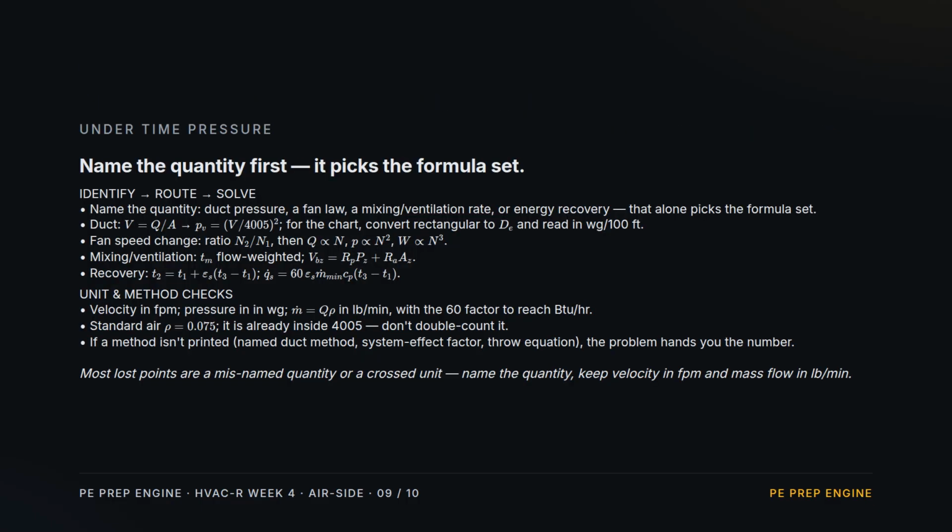The method and the clock. Before you compute, name the quantity, duct pressure, a fan law, a mixing or ventilation rate, or energy recovery, because that alone picks your formula set. For a duct, velocity then velocity pressure, and convert to the equivalent diameter to read the chart. For a fan, take the speed ratio, then flow, pressure, and power by the first, second, and third power. For mixing and ventilation, a flow-weighted temperature, and the per person plus per area airflow. For recovery, the leaving temperature and the recovered rate. Keep the units the formulas expect. And if a method isn't printed, the problem gives you the number.